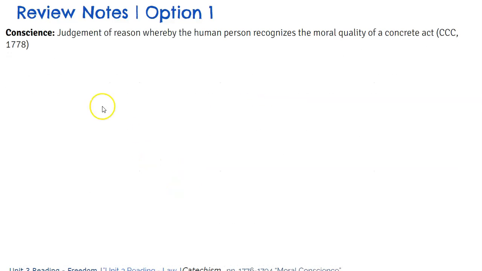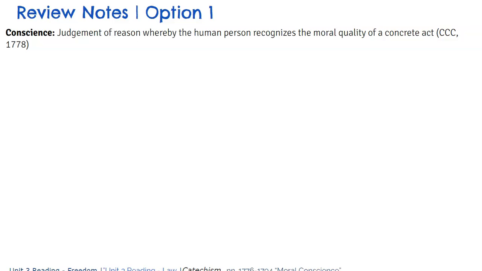The first thing you should always do is define your terms. So the vocabulary word that's in this question is conscience. So what is conscience? The classic catechism definition is it's a judgment of reason whereby the human person recognizes the moral quality of a concrete act. You could also add to that the moral quality of a concrete act that you're either going to perform, are performing, or have performed.